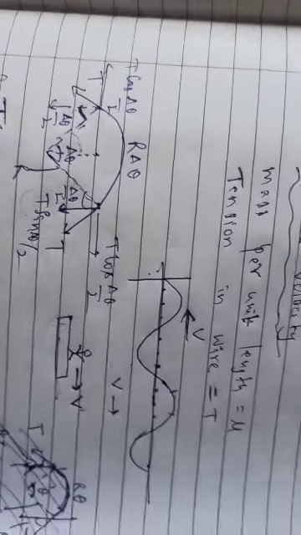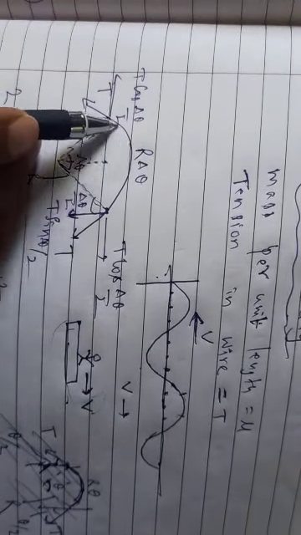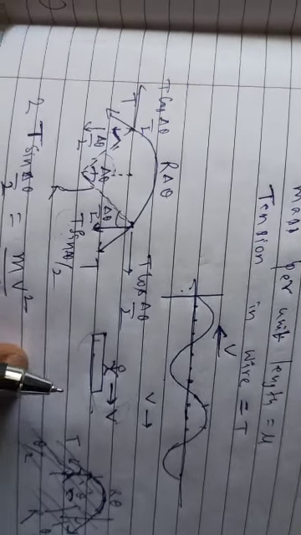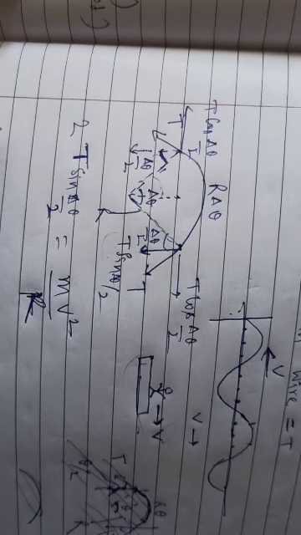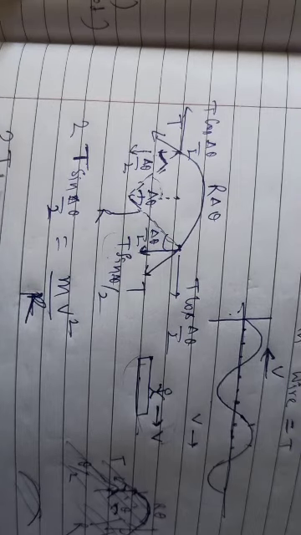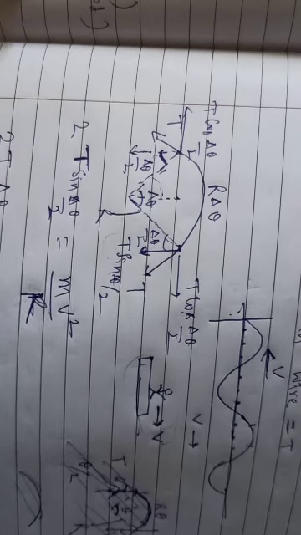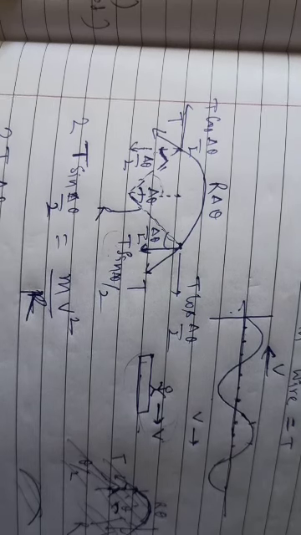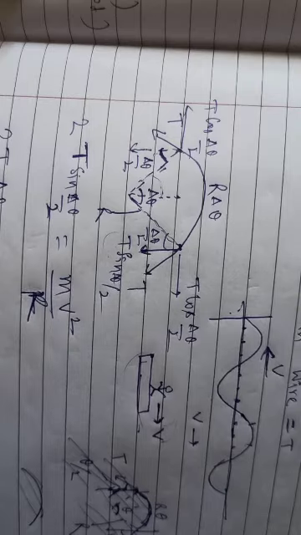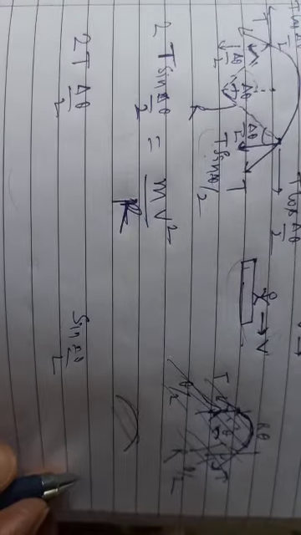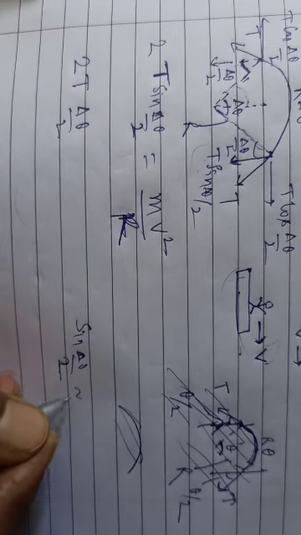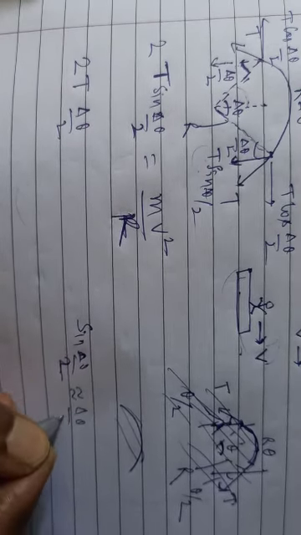And we have assumed that the mass per unit length is μ. What is the length of this part? It is RΔθ. So if you multiply by μ, you are going to get the mass of this thing. For a small angle, sin θ is approximately equal to θ. So sin(Δθ/2) will be approximately equal to Δθ/2.